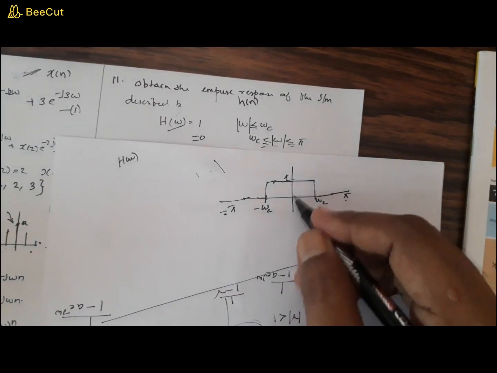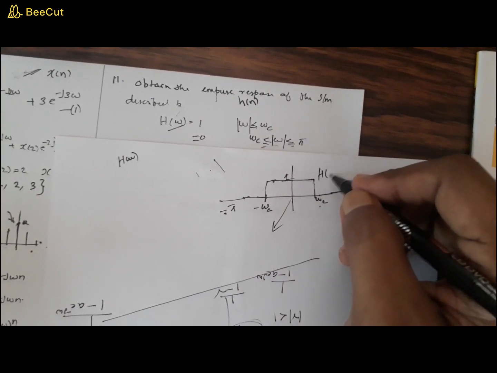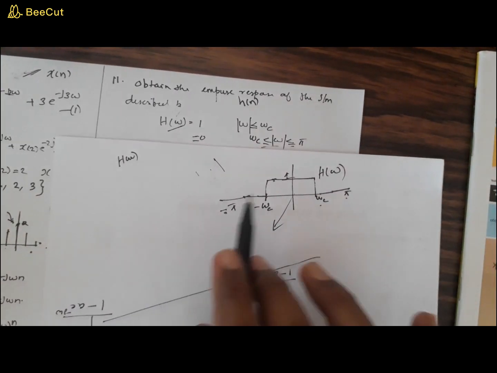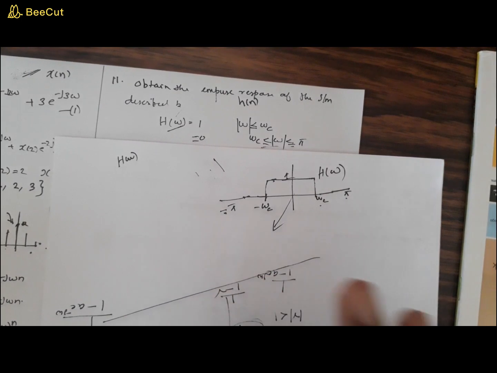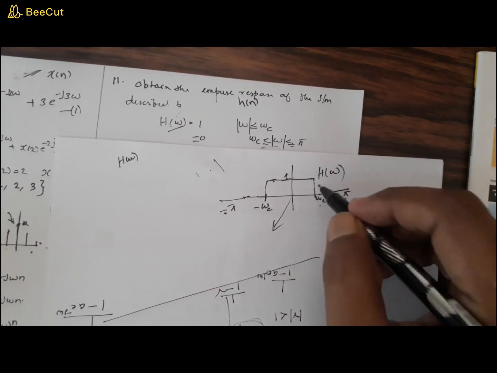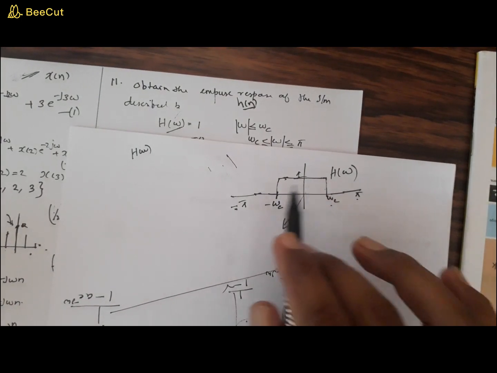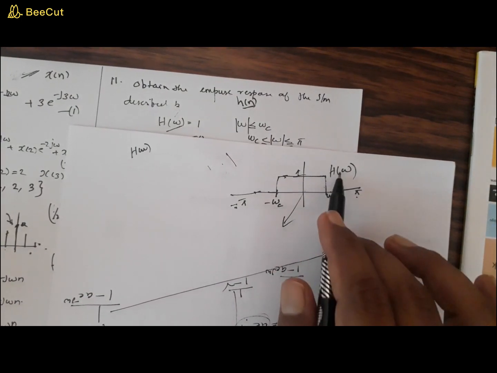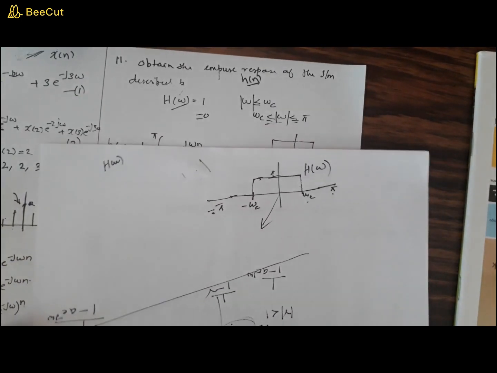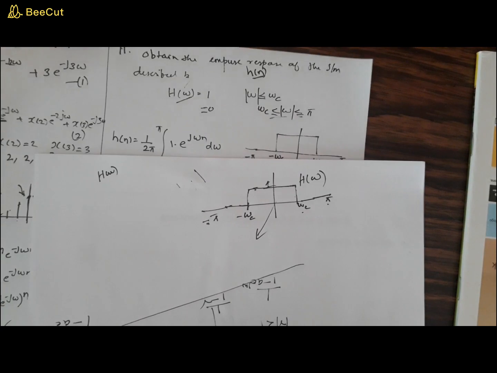Now you are asked to find, so this is your H of omega. We know the speciality of the discrete time Fourier transform. This is actually the discrete time Fourier transform of h of n. Now this discrete time Fourier transform is continuous in nature. That is what it shows, right? We have already proved and studied that. Now, how to find h of n?